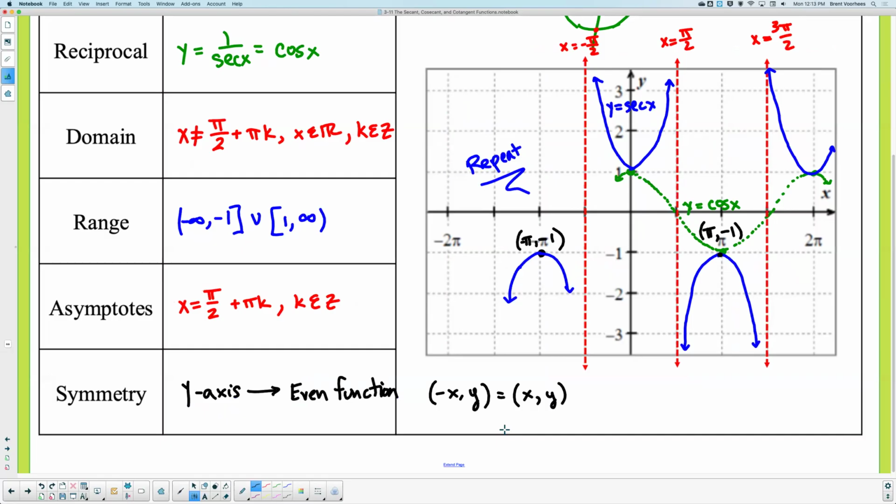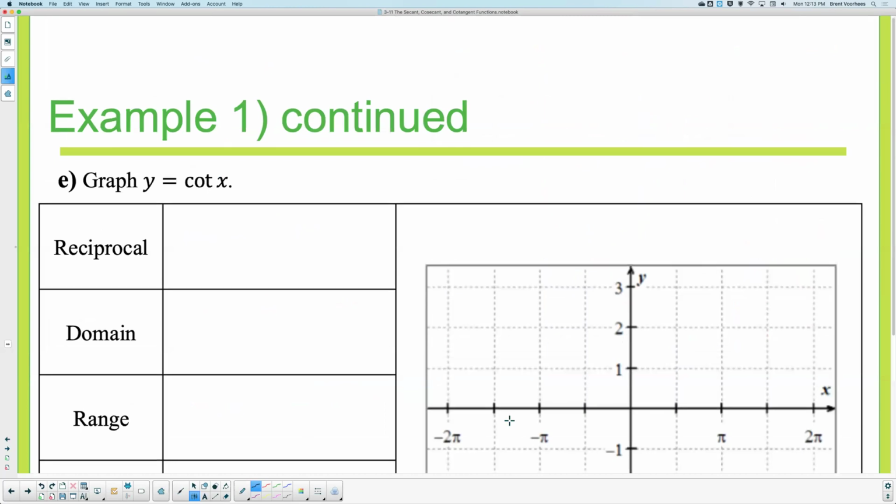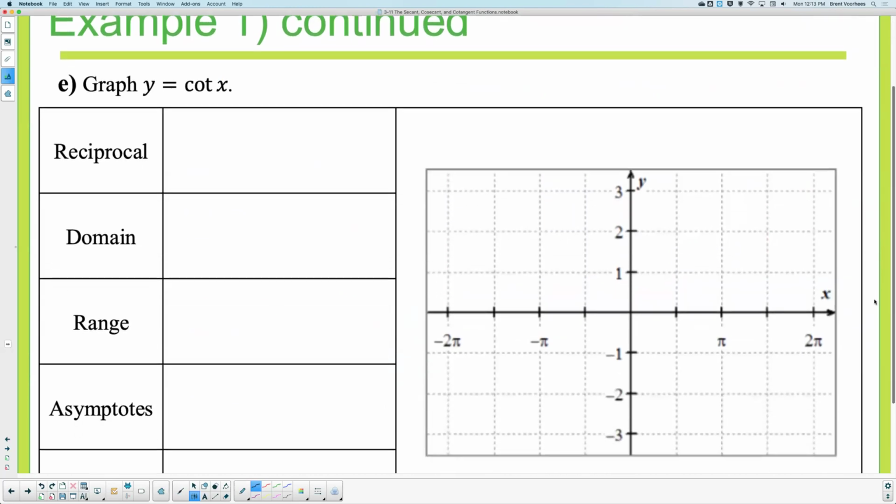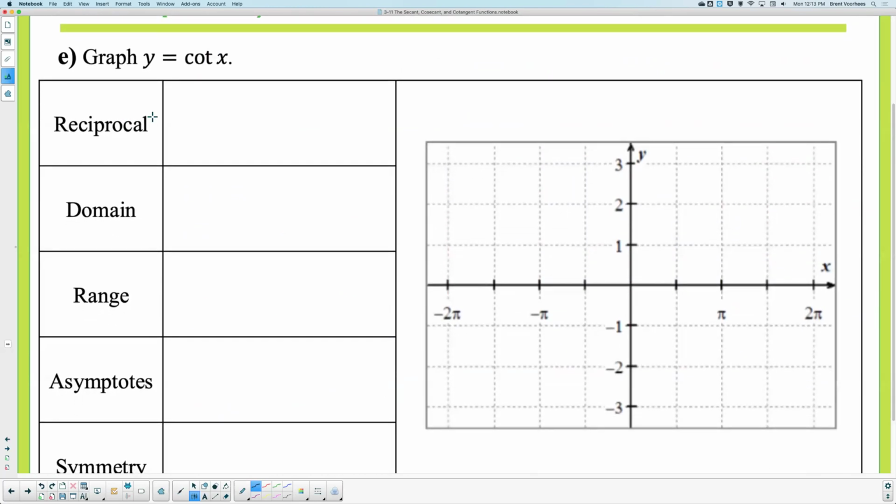Okay, we have one more to look at. What's our last one to look at? Cotangent. Let's take a look at cotangent. We'll try to go a little quicker here as best I can. First, it says reciprocal. What I want you to think of is if you took the reciprocal of cotangent, 1 divided by cotangent, what is that equal to? Tangent. Cotangent's reciprocal is tangent. So what I want us to think about is graphing the tangent function here.